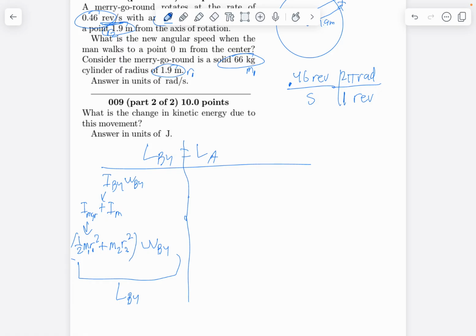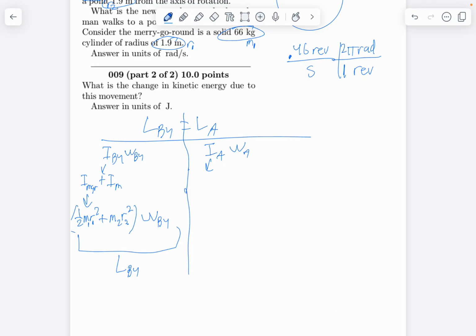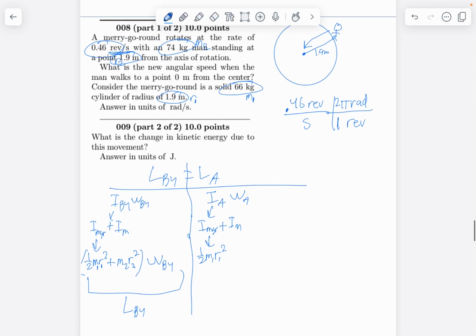And then L after is going to be I after, omega after, which we're solving for omega after. So I after is the same process as the merry-go-round plus I for the man. And the merry-go-round is going to be the same, right? It's still 1/2 M merry-go-round R merry-go-round squared. But now the person moved. Now he is 0 meters from the center. So that means now his R is 0. So if we add mass of the man, R, now I guess I'll call it R0, right? R0 is 0, so that's all gone. So the moment of inertia after is just the merry-go-round.